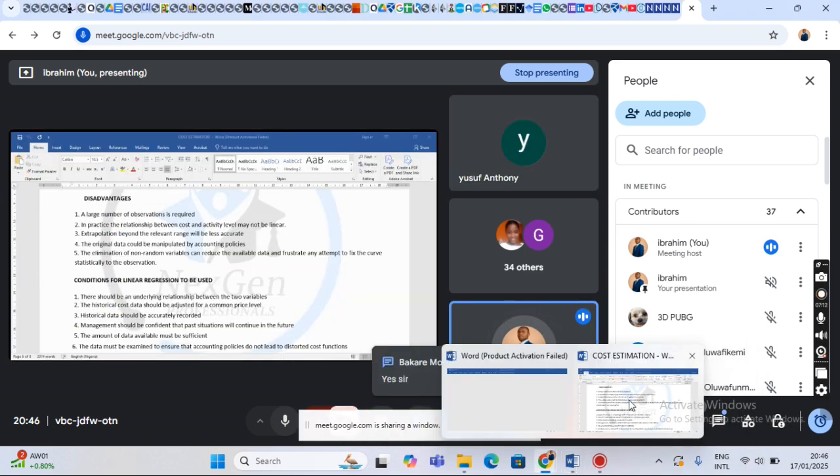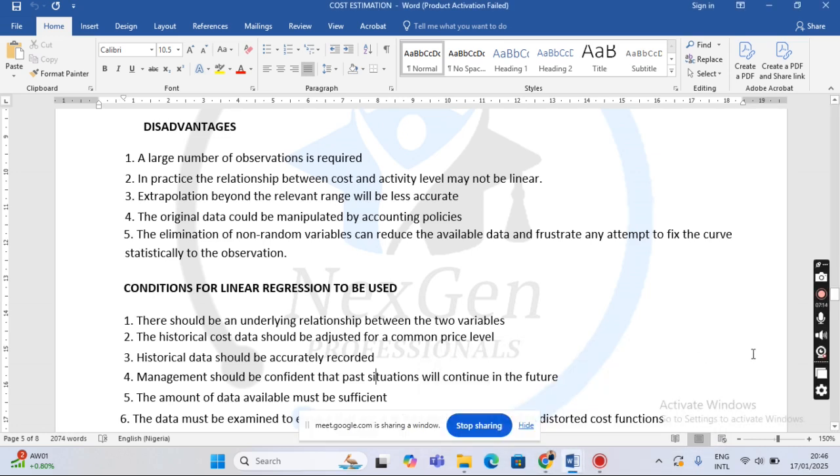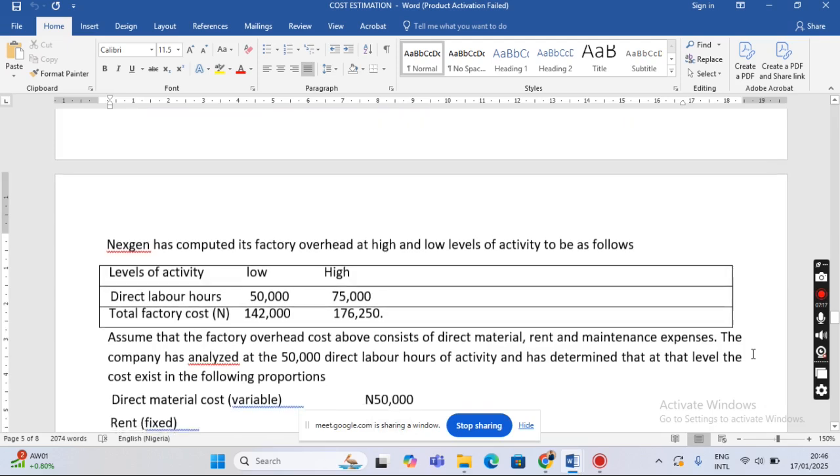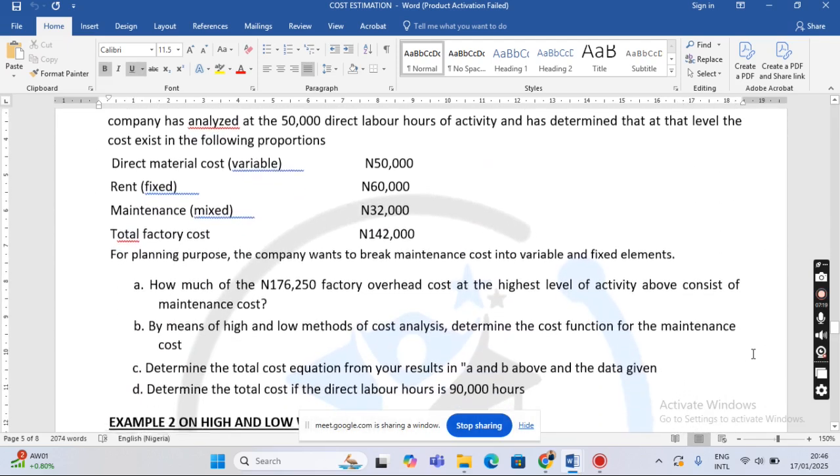Now let's quickly look at an illustration to high and low with inflation.